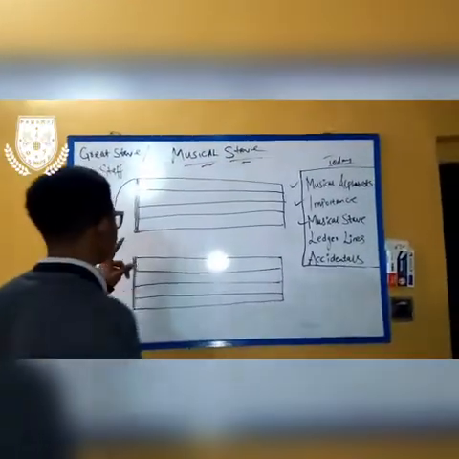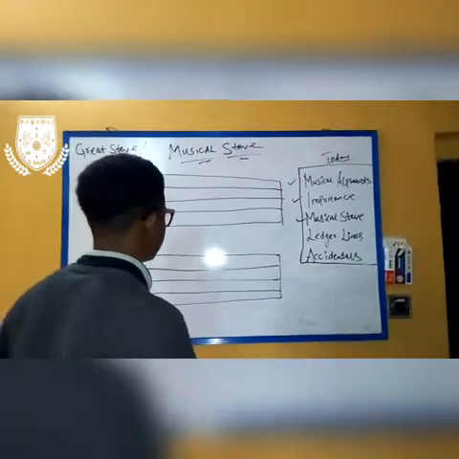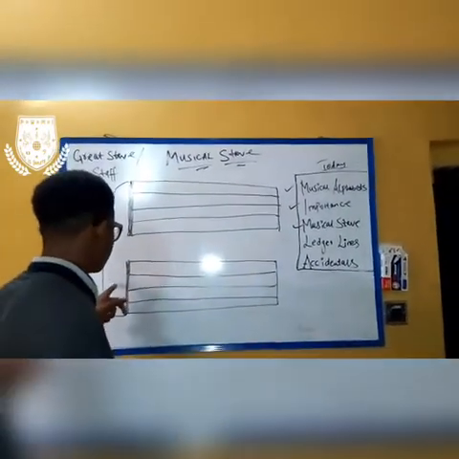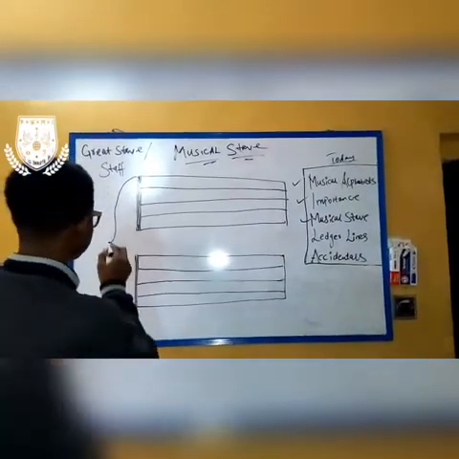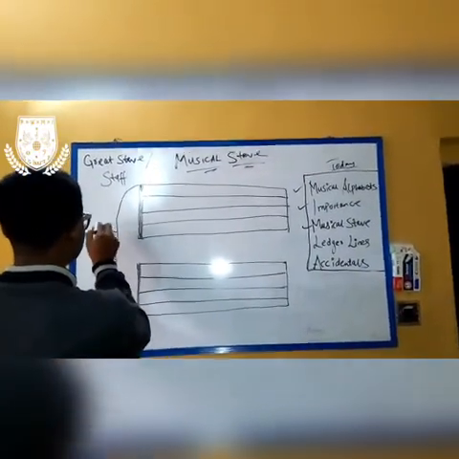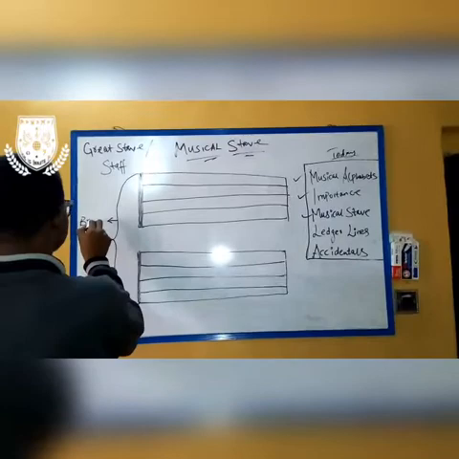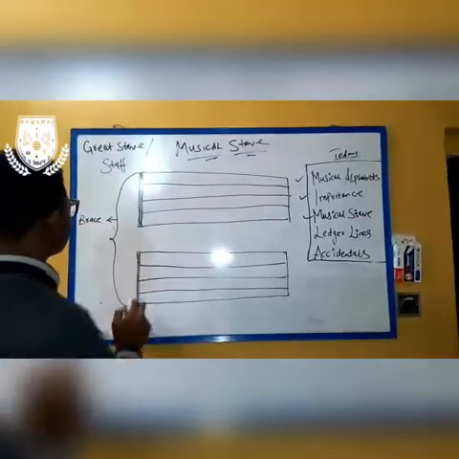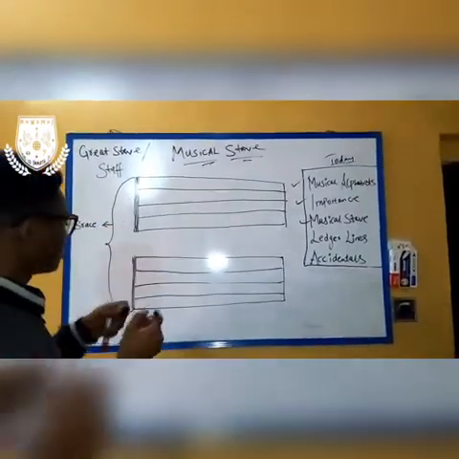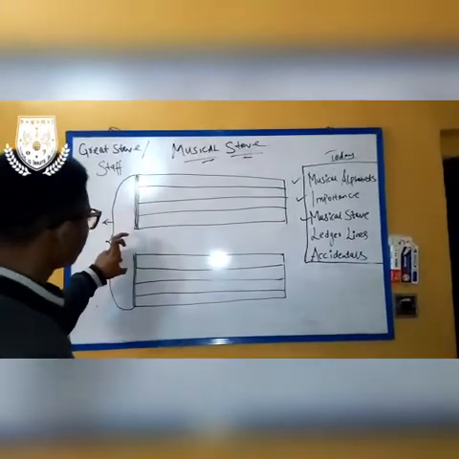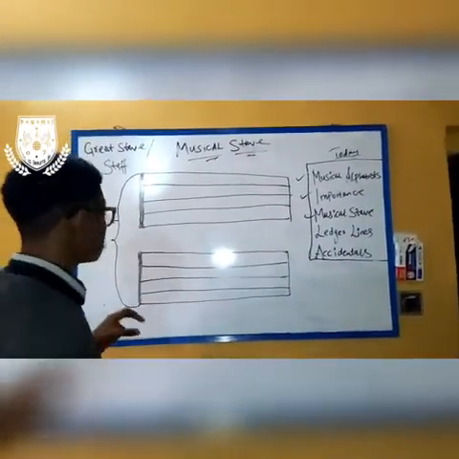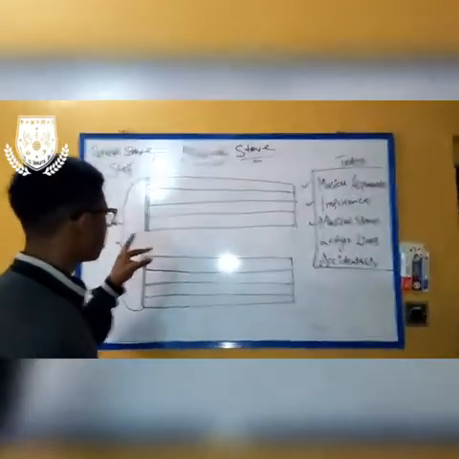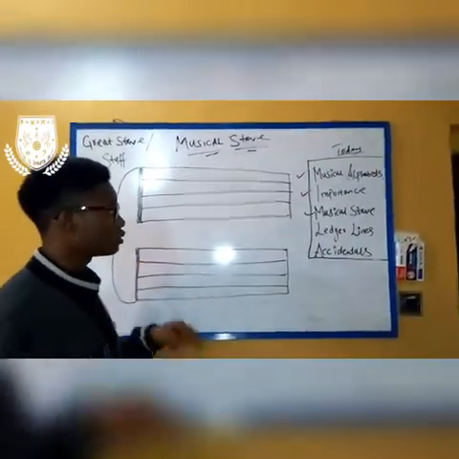Now this is a great stave or a great staff, and this is the brace. It's called a brace. This bracket joining these two bars is called the brace. So now we've gotten these two bars. We're going to explain the two bars.